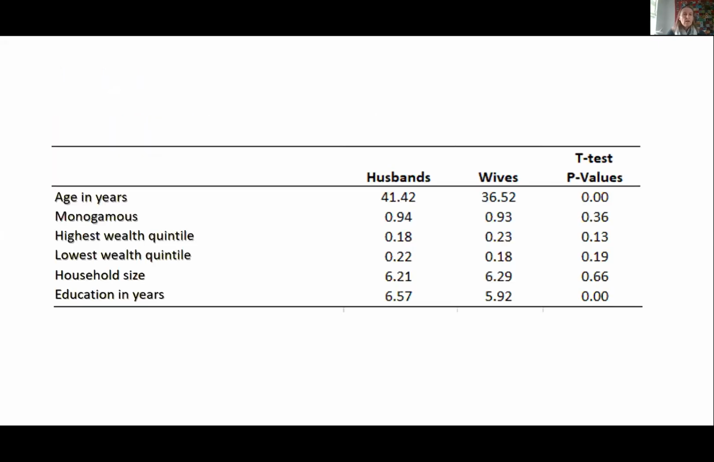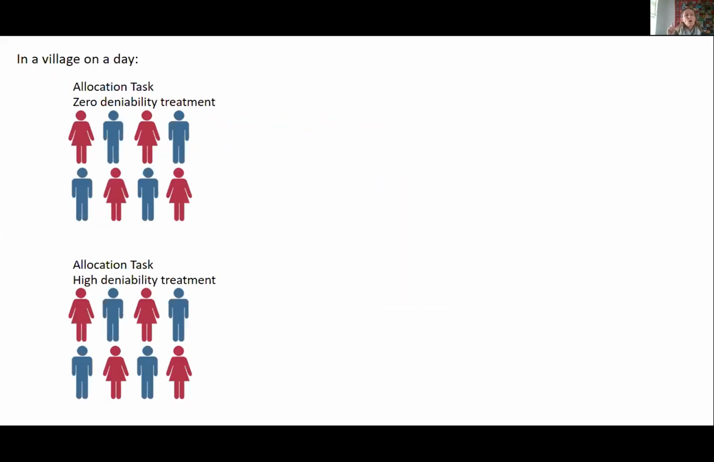Here are some of the characteristics of the husbands and wives drawn from the survey that I'm not going to talk about very much. So the wives are younger, they're less educated, and that's all I'm going to say. So in a village on a day, first of all, one of the spouses from each of the 16 couples was allocated to either the zero deniability treatment allocation task session or the high deniability treatment allocation task session, and there was a gender balance across those sessions.